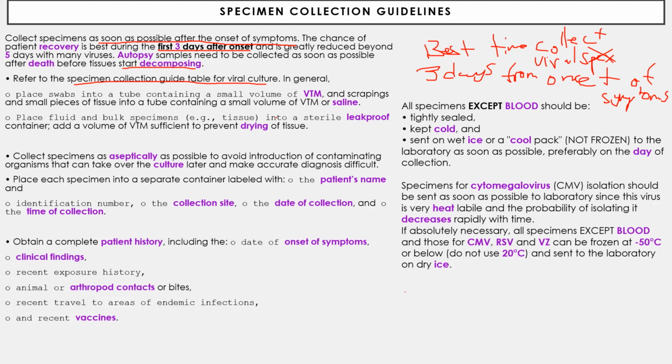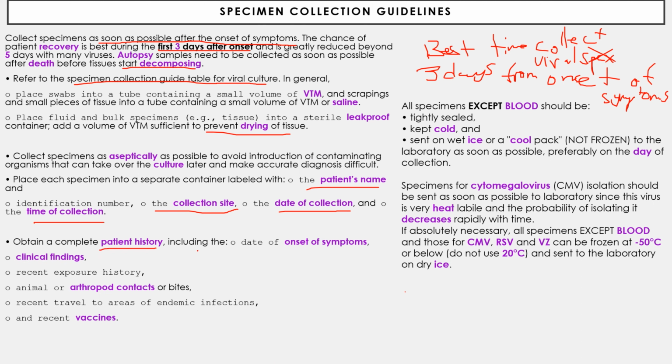Place fluid and bulk specimens into a sterile leak-proof container. Then add VTM to prevent drying of tissue. Collect samples as aseptically as possible to avoid introduction of contamination that could affect culture later and make accurate diagnosis difficult. Place each specimen into a separate container labeled with the patient's name or identification number, the collection site, the date of collection, and the time of collection. So take note of that, class.